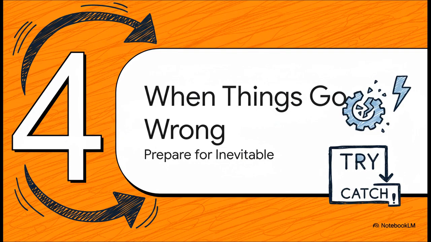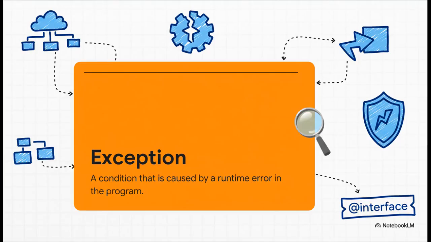Okay, so we've mapped our design, we've written our code, we've set up our contracts with interfaces, everything is perfect, right? Well, no. In the real world, stuff breaks. So let's talk about what happens when things go wrong, and how we can get ready for it, because it's going to happen. And that's where this key term comes in: exception.